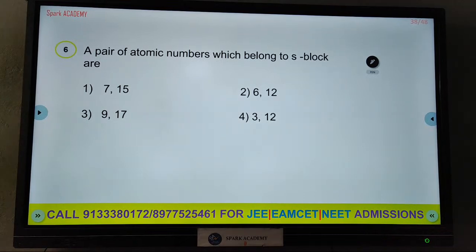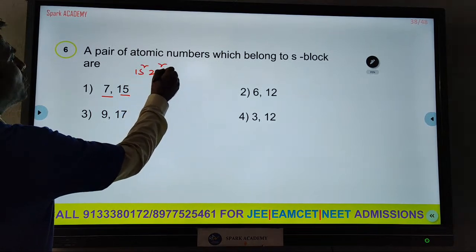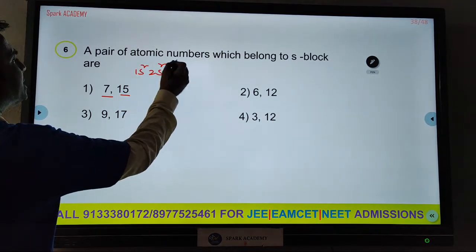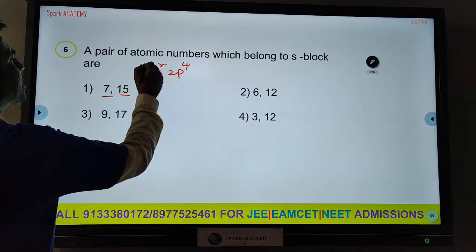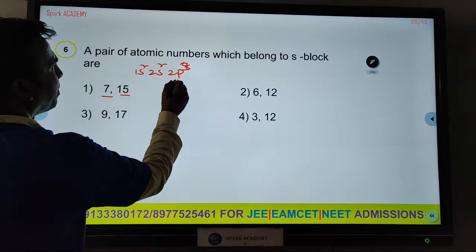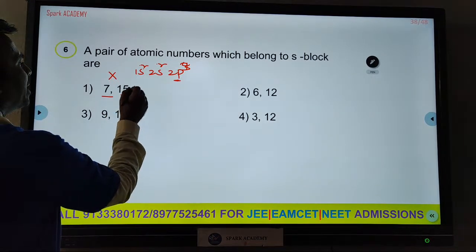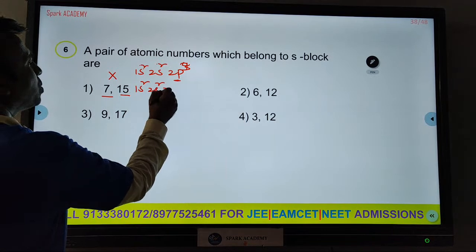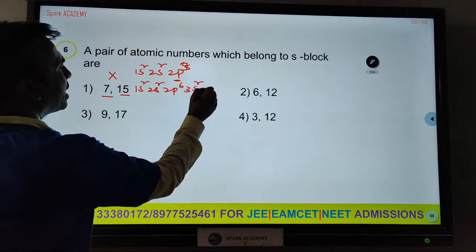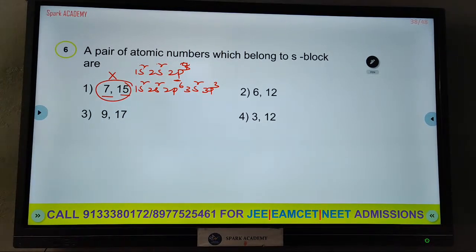Now the next question: a pair of atomic numbers which belongs to s-block elements. They gave the pairs. The first one is 7 and 15. Atomic number 7 is 1s2, 2s2, 2p3, so it is a p-block element. So this pair is wrong because it is a p-block element. What about the next pair, 1s2, 2s2, 2p6, 3s2, 3p3? This is also wrong because both are p-block elements.